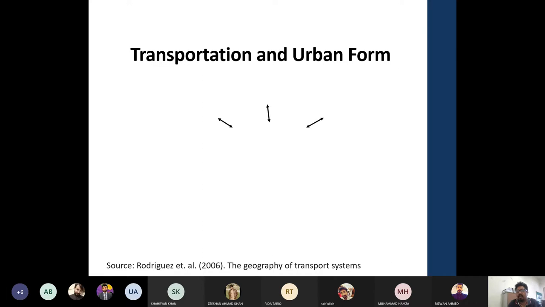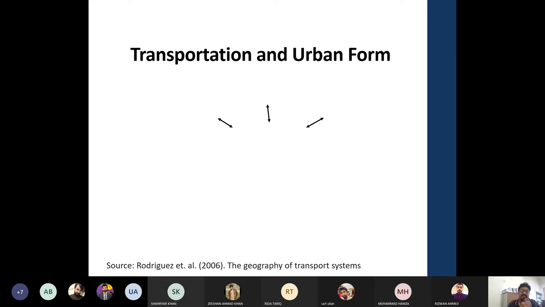Okay, welcome back, class. We will resume our lecture where we left off last time. Last time we were talking about some different aspects at the urban level, or the city level, like urban transportation systems within a city. For the first part of the transportation network at the city level, we talked about urban form.